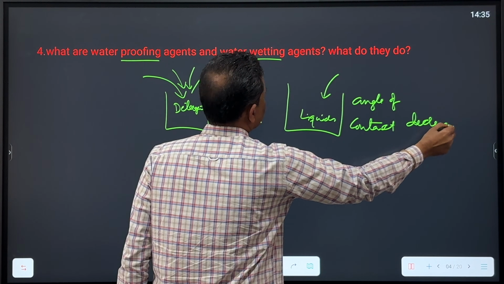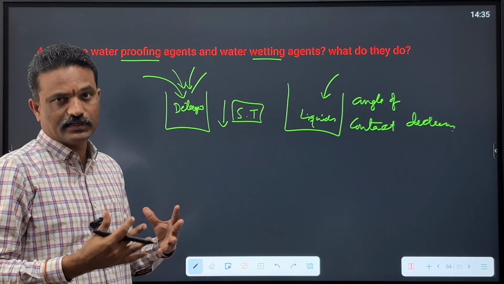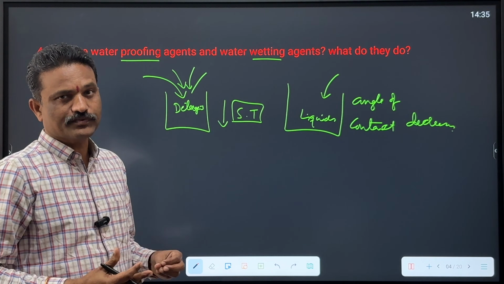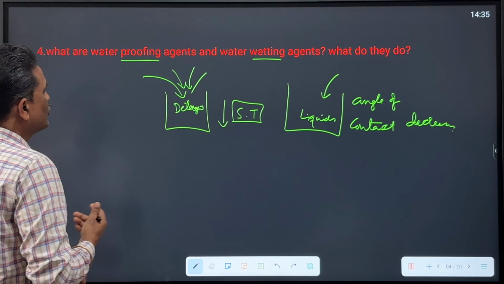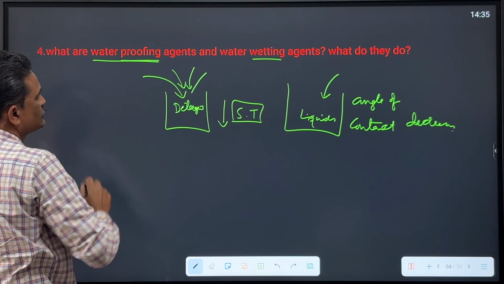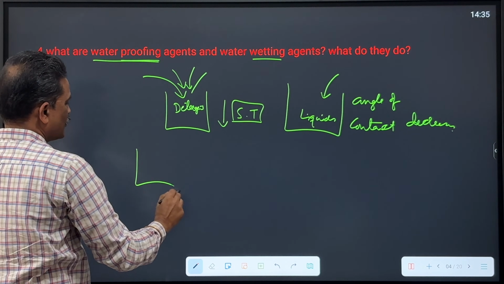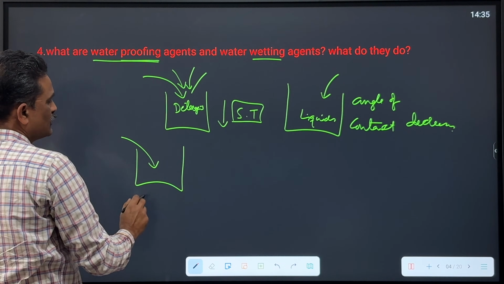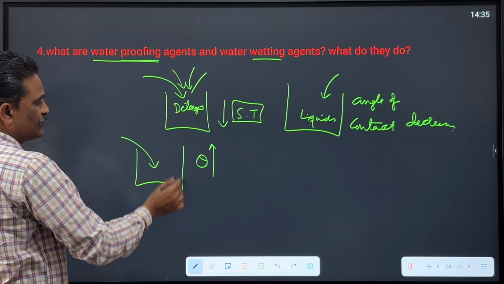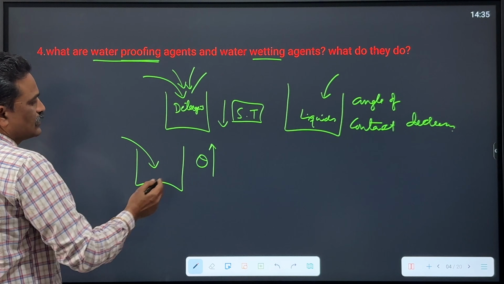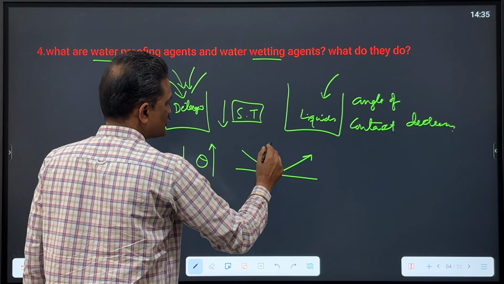So wetting agents are the substances which, when mixed with liquids, decrease the angle of contact or decrease the surface tension of that liquid. Now what do you mean by waterproofing? Waterproofing agents are substances which are added to liquids so that they can increase the angle of contact. When the angle of contact is increased, that surface is not going to be wet by this liquid.